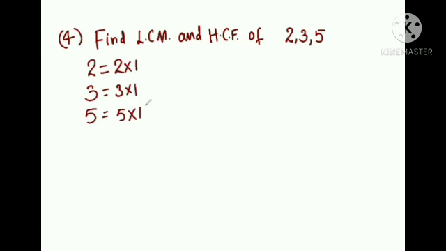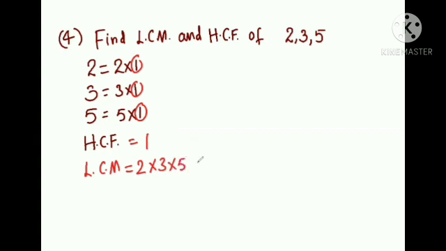So 1 is here. What is the HCF? What is the common factor here? Here 1 is the common factor. So HCF is 1. So the HCF of any given prime numbers is always 1. No need to do all this. Then LCM: write all the prime numbers which are given here, 2, 3, 5. Now multiply: 2 3s are 6, 6 5s are 30.